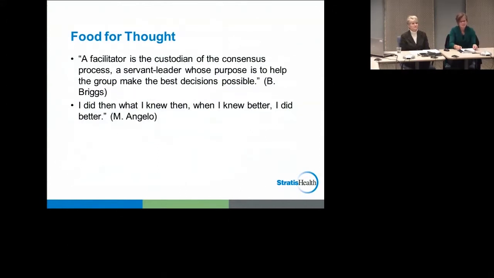So we'll leave you with two thoughts, and then I think we have just a few minutes to open it up for questions. A facilitator is the custodian of the consensus process, the servant leader whose purpose is to help the group make the best decisions possible. I think that really sums up a lot of what we were talking about today.